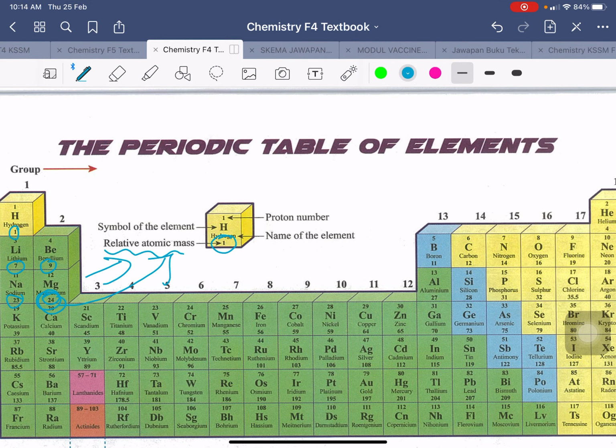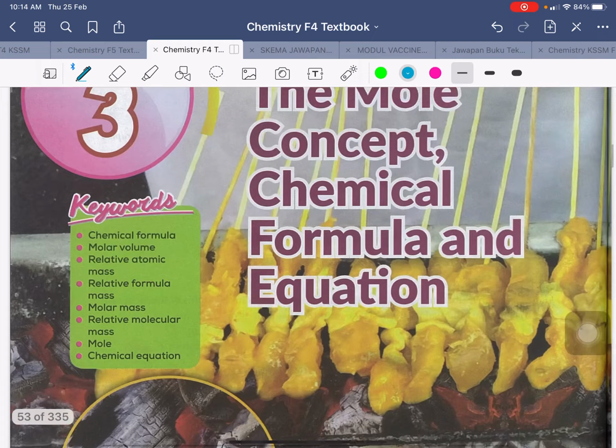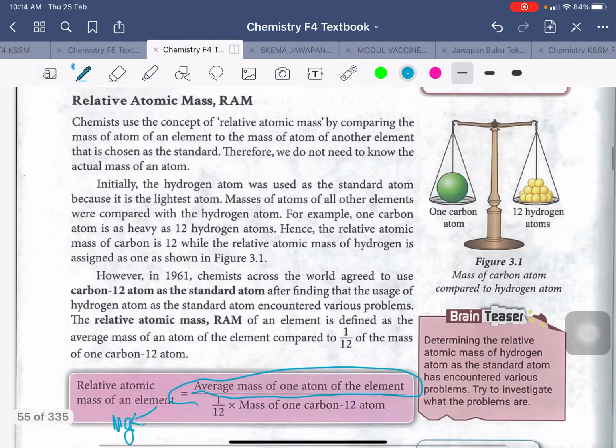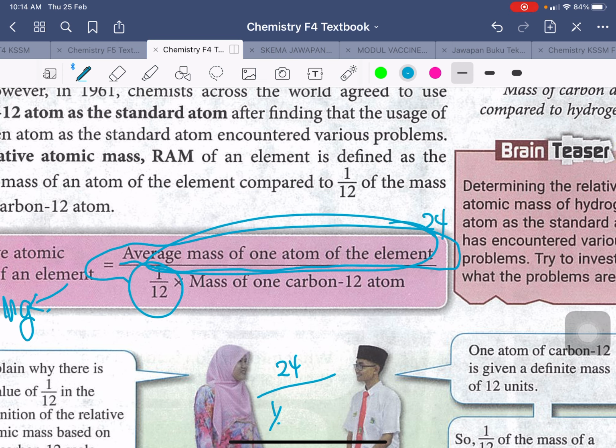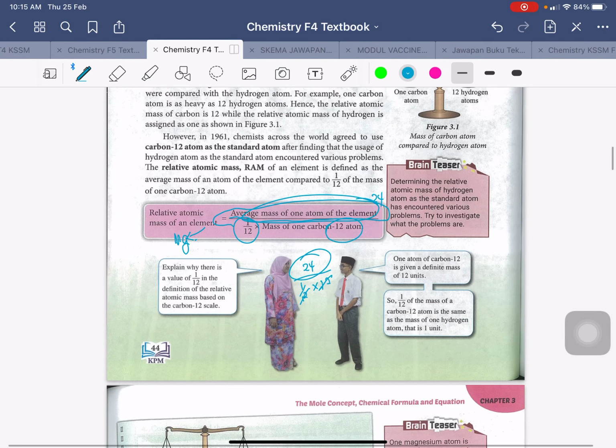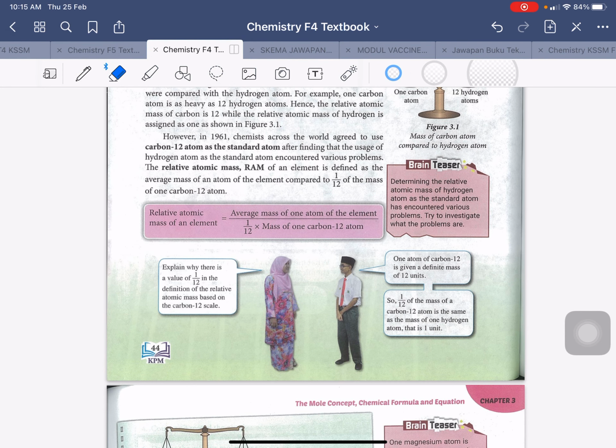So kita balik lagi to buku teks just now, chapter 3. 24. So macam mana dia boleh dapat? 24 per 1 over 12 darab 12. Jadi dapatlah 24. Kelas don't worry ya, kamu tiadalah soalan yang akan suruh kamu kira sampai macam ni. But what you need to understand now is dia punya definisi.